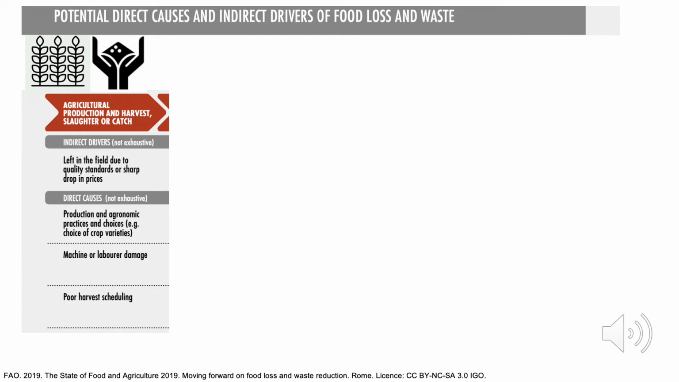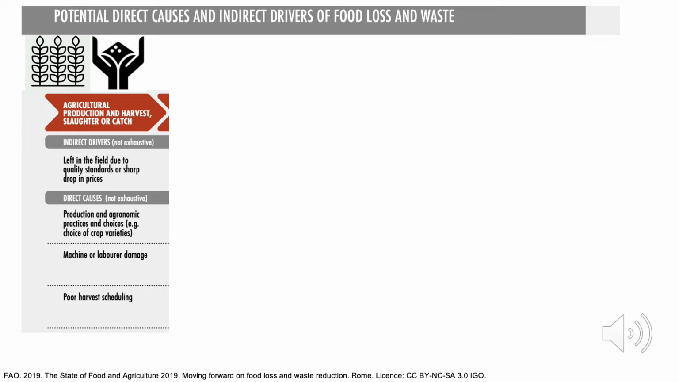Looking at the harvest stage, a few of the key direct causes of loss include machine damage and agronomic practices. For example, green beans need to be irrigated the day before they're harvested, or else they start to experience a lot of dehydration and the product is lost along the way before it can reach consumers.